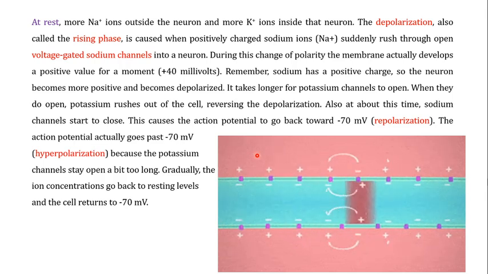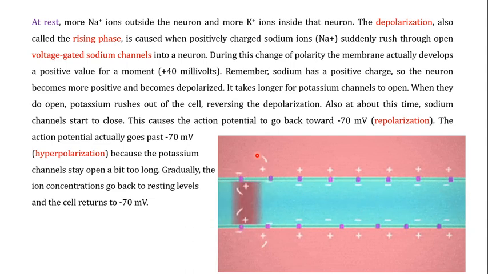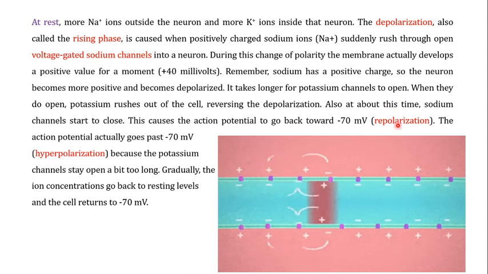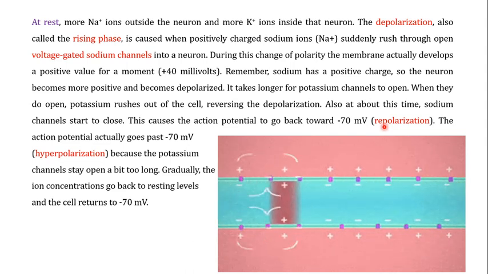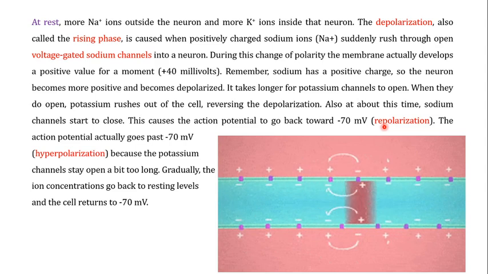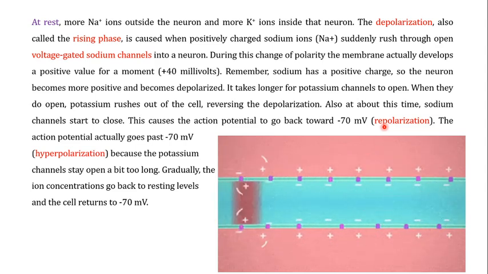Now this phenomenon, when the interior of the neuron moves from the positive towards the negative value, is known as repolarization. And this repolarization is achieved because of the opening of the potassium ion channels and the closing of the sodium ion channels.